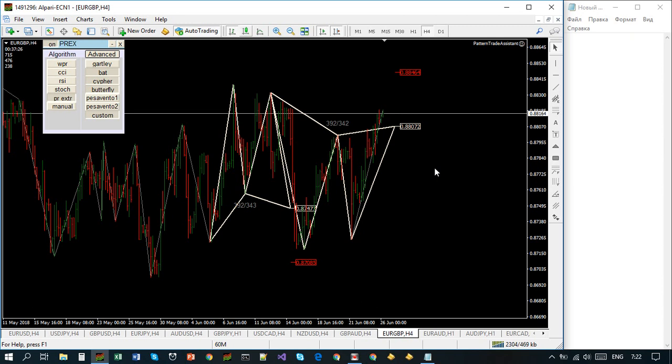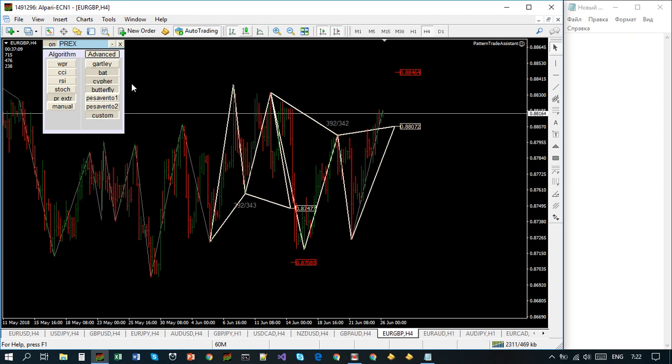I think it was a mistake to split the original pattern into 2. There is no sense to distinguish between bats and godlies. These are the unified formations that I would like to see. Euro GBP 4 hour time frame.